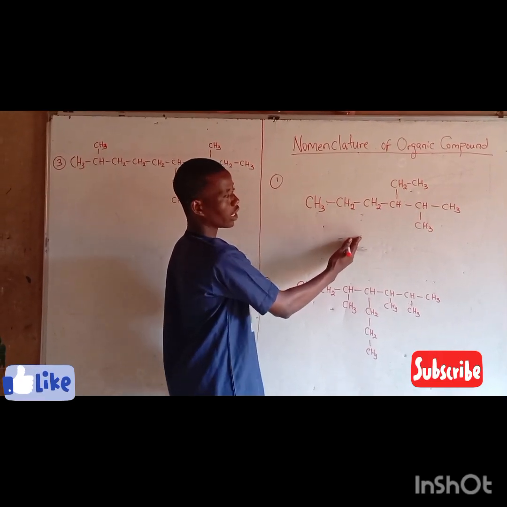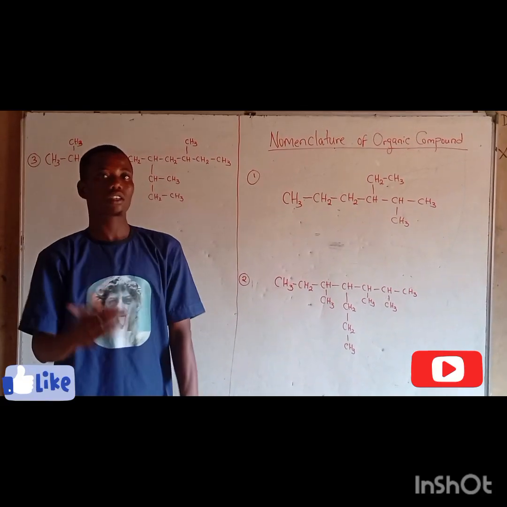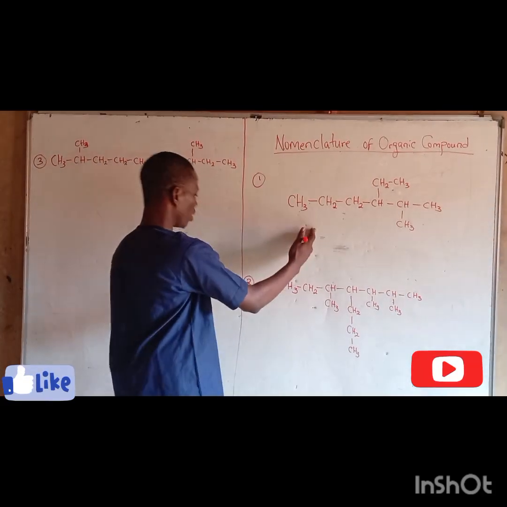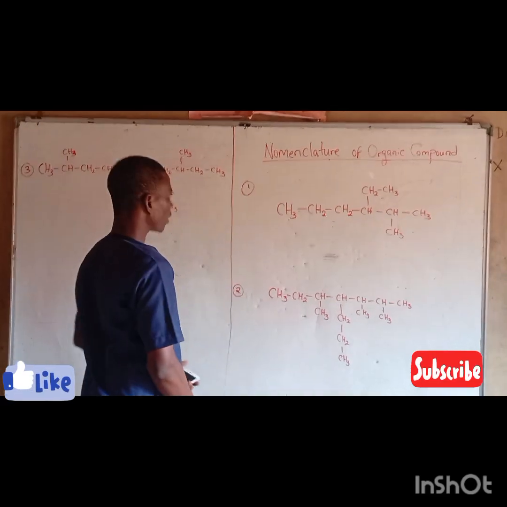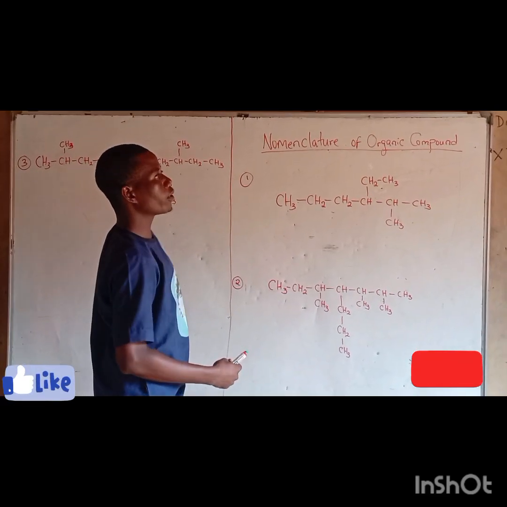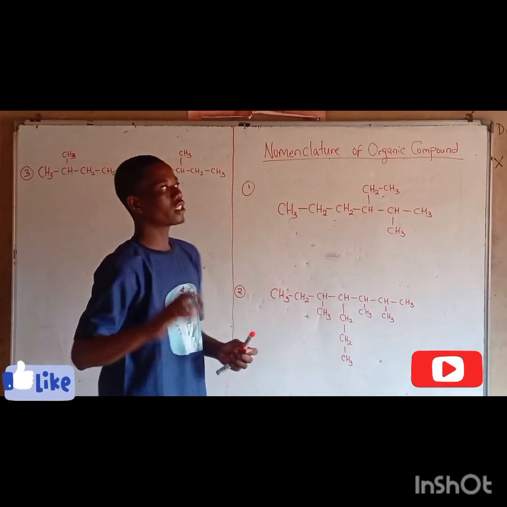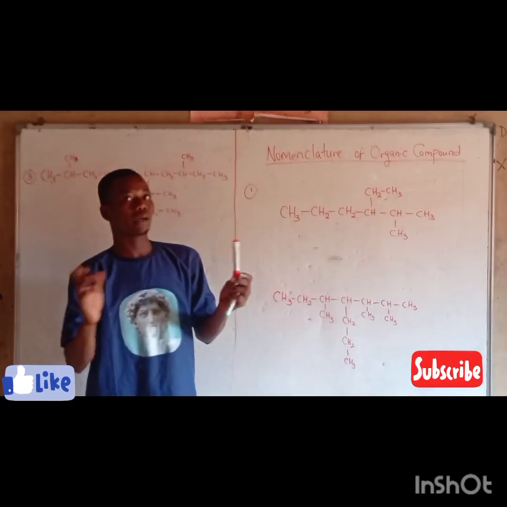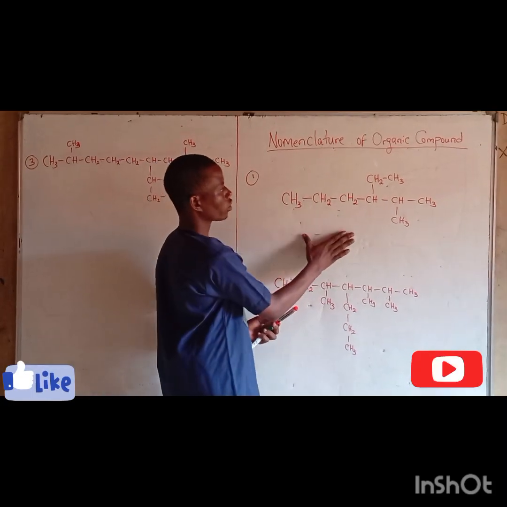Alright, our first question today, we are having a structure here, and we are going to be naming this structure. This is an organic compound which belongs to the aliphatic compounds. So first and foremost, we are going to be using the IUPAC rules to name this compound, which is the International Union of Pure and Applied Chemistry.